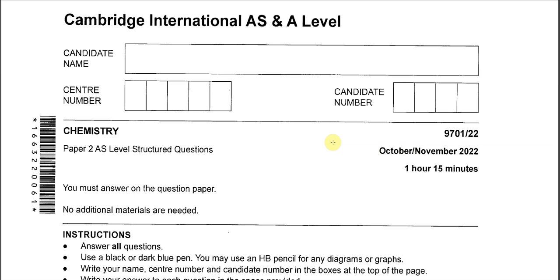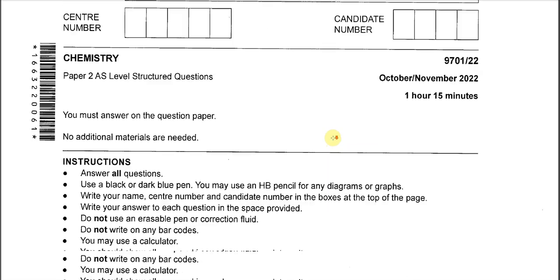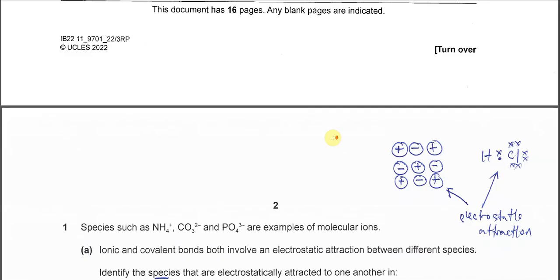October/November 2022, Paper 2, Variant 2. Question 1.